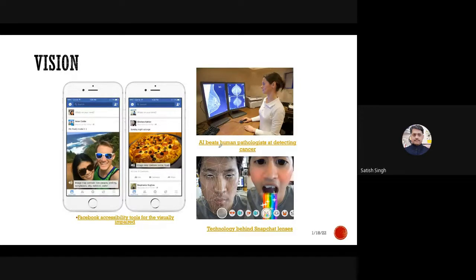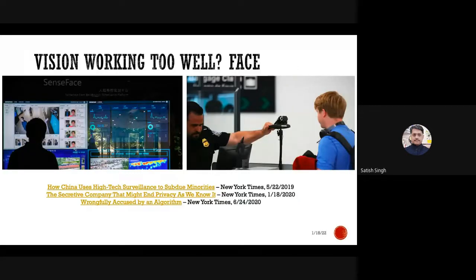Many applications. AI beats human pathologists at detecting cancer. This is another kind of application for a variety of cancers, for histopathology, mammography, thermal imaging, and other things. These AI-based, or typically deep learning-based, models are being used, and everywhere those images will be used for the analysis. Vision is working too well in the case of facial recognition.